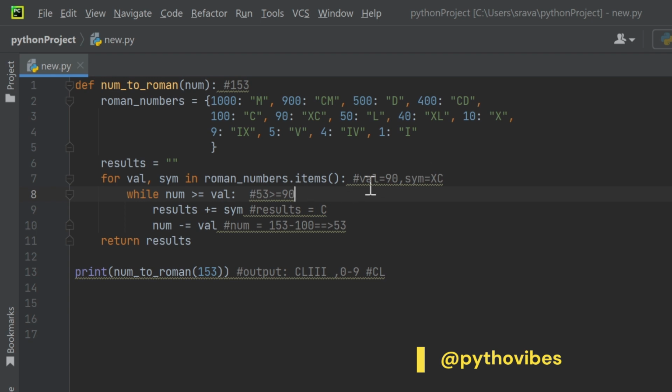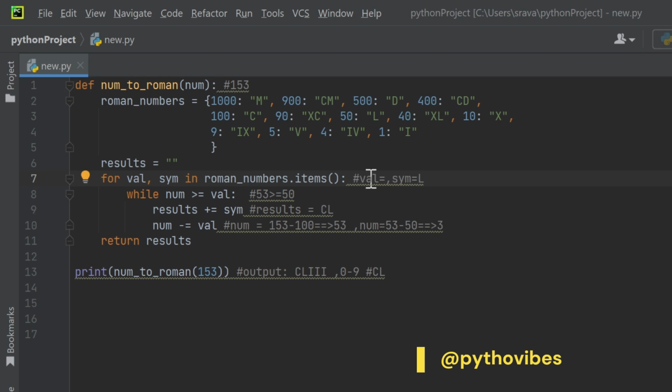Now it checks whether this 53 is greater than or equal to 90 or not. No, it is not, and it comes to 50. As a symbol we have L. Is 53 greater than or equal to 50 or not? Yes, it is. So already we have C in the results, and we concatenate that L to the results. Then it will become CL. Now we reduce this 53 by 50, then we will have 3 as our number.